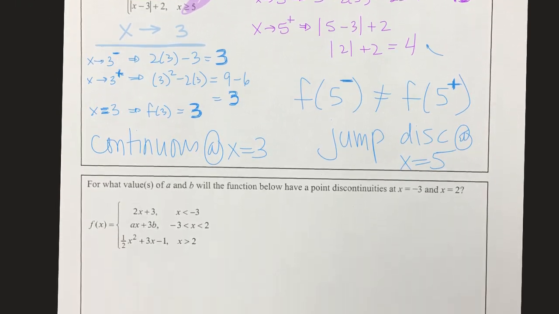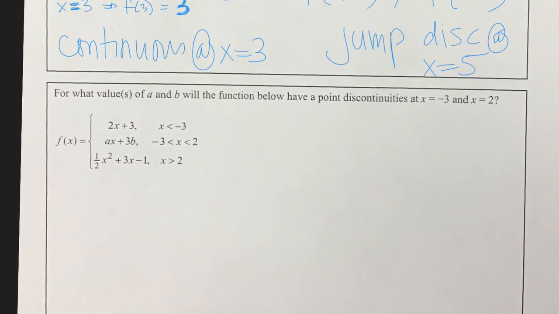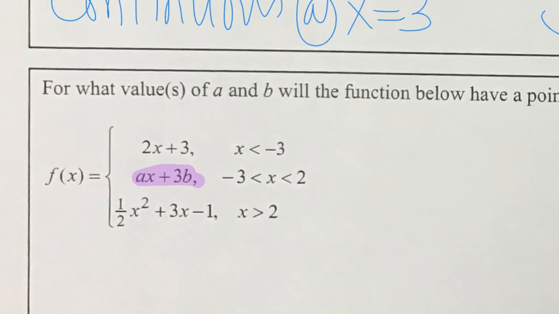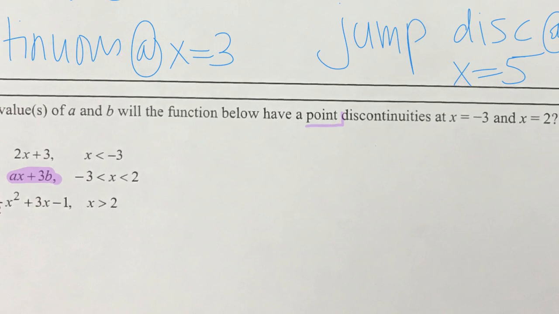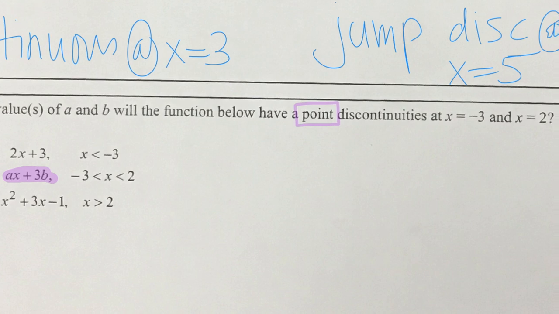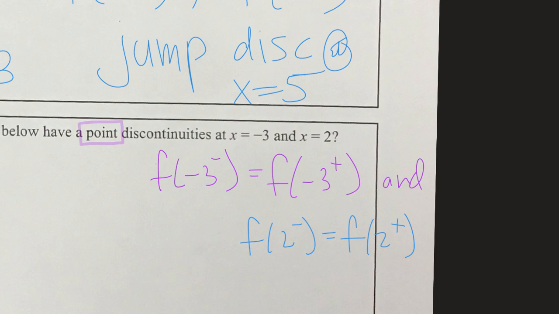So let's look at our truly advanced problem. Okay, so notice here we have an equation with two variables, a and b. Okay, so we're really going to have to do some pretty serious mathematics to figure out what's going on, to show that we have point discontinuity. Okay, so what does it mean to have point discontinuity? So let's go over here and try to make that happen algebraically.